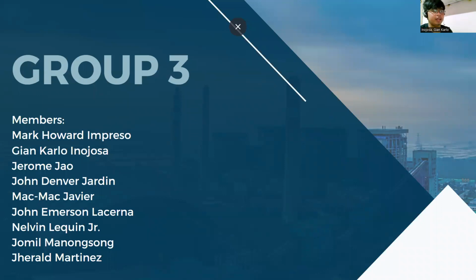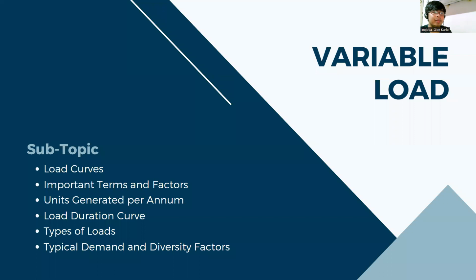We are Group 3, and we are here to present and discuss the variable load problems, diesel power plant, gas turbine power plant, tidal and biomass, and the power plant economics. So, for the first topic, variable load. Under this topic are load curves, important terms and factors, units generated per annum, load duration curve, types of loads, and the typical demand and diversity factors.